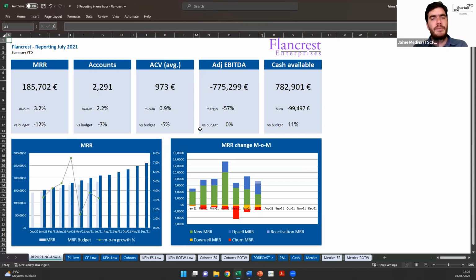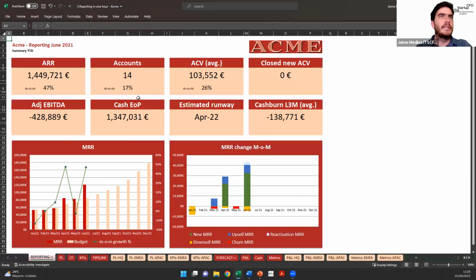On the cover, I'm not going to stop too much because it may be very different for each company, especially for each business model. In this case, it's a SaaS company. For example, we want to track the MRR, the number of accounts, the annual contract value, adjusted EBITDA, we will talk about the adjusted afterwards, and the cash that we have in hand. I would say that these figures are the most important for a SaaS business in general, but obviously this is arguable, and we will see that they are not even the same in this case.